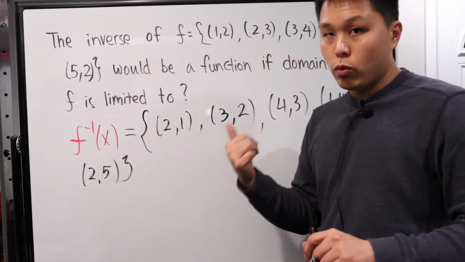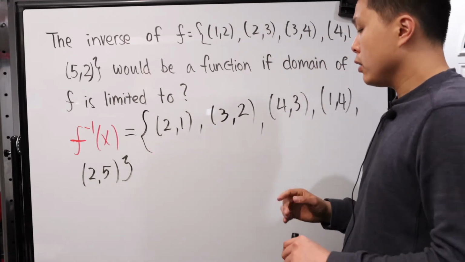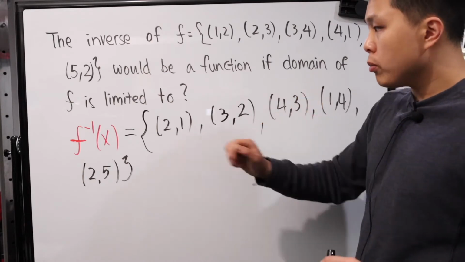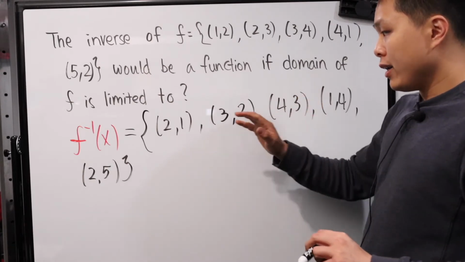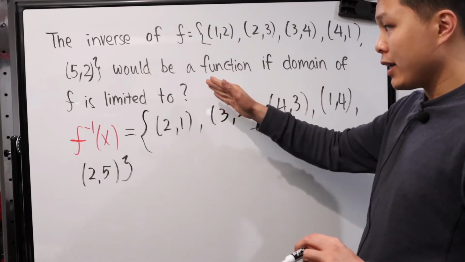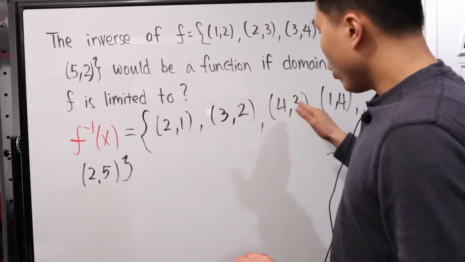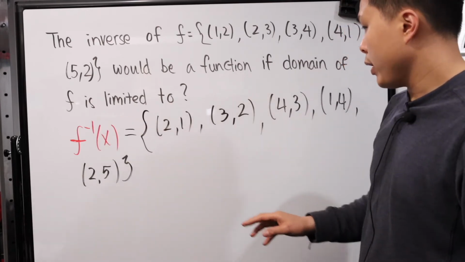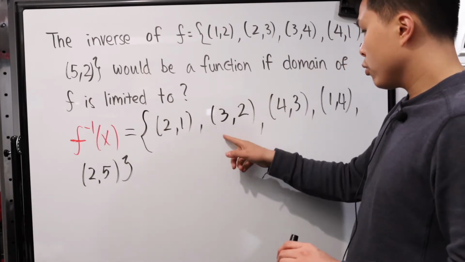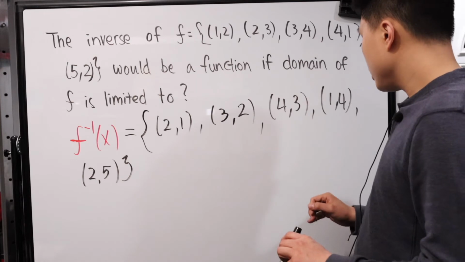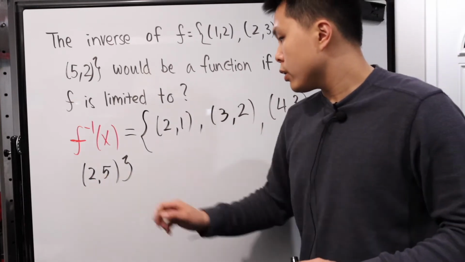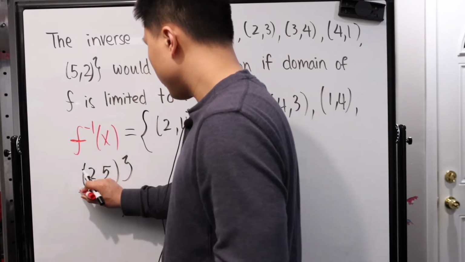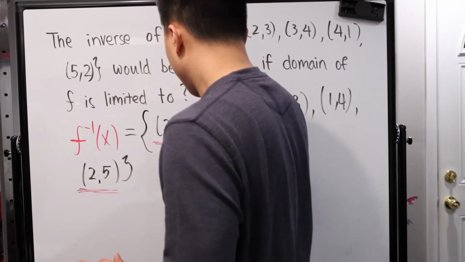The y is usually what you get out of it, right? Your output. So we look at this and see what would make this a function. Most likely, because it's saying it has to be limited to something, one of these is not going to work. It's going to make it so that this inverse is not a function. So we have 2 gives you 1, 3 gives you 2, 4 gives you 3, 1 gives you 4, and then 2 gives you 5. There's the problem. Notice that you have 2 gives you 5 and 2 gives you 1.